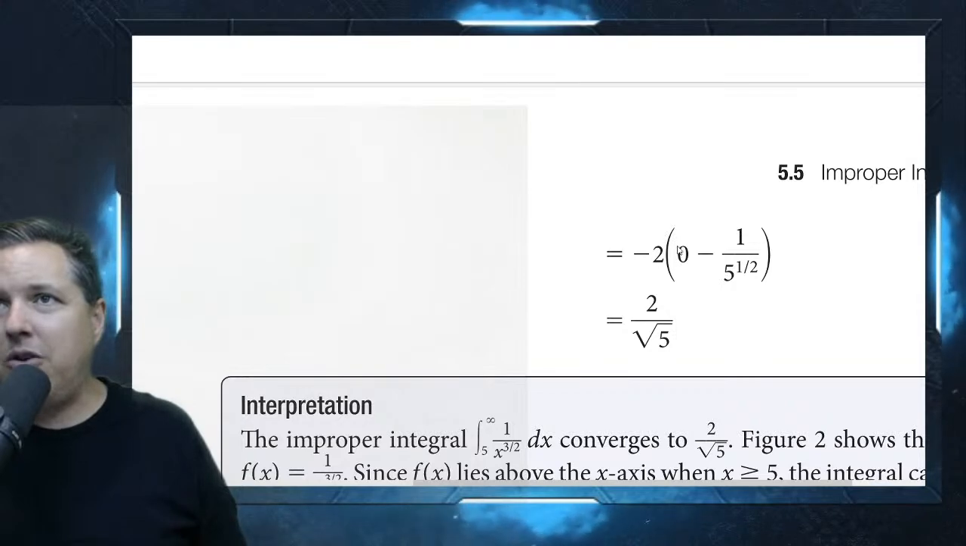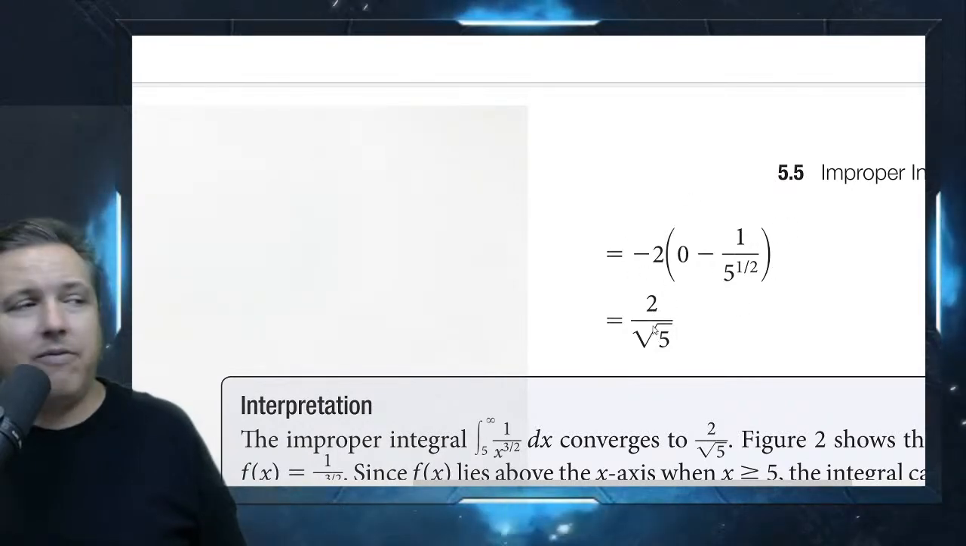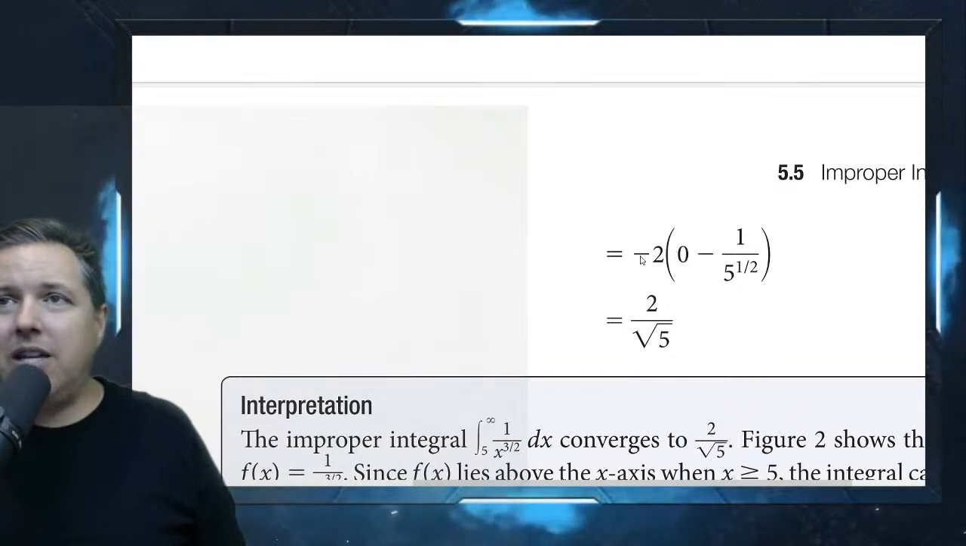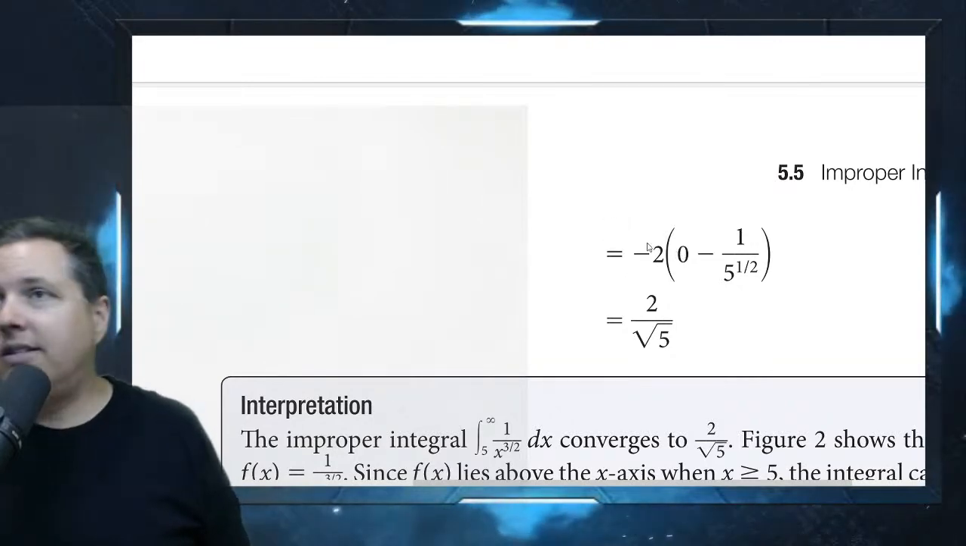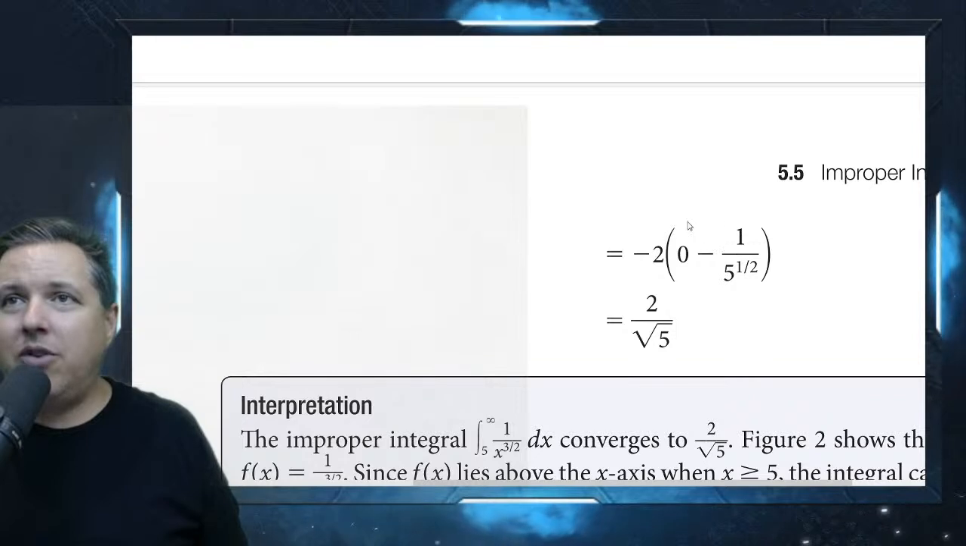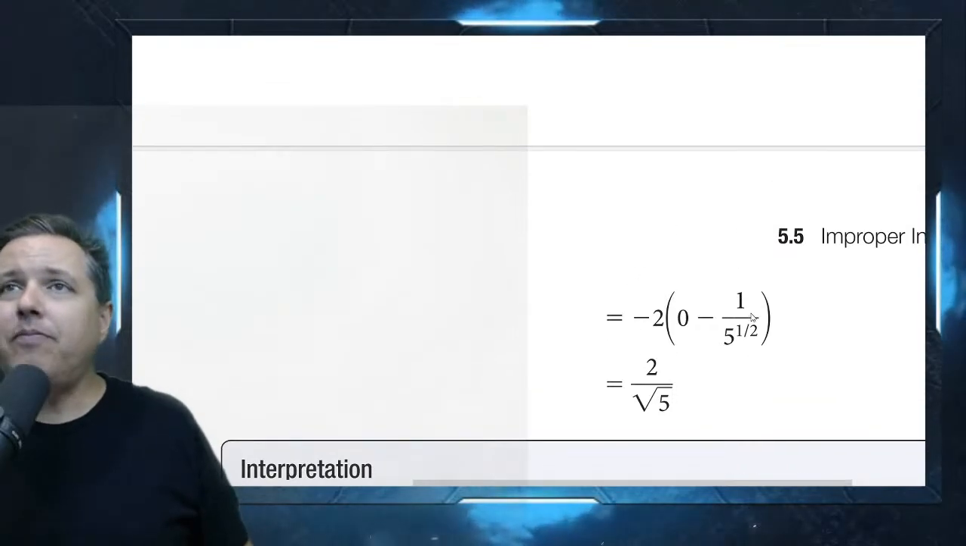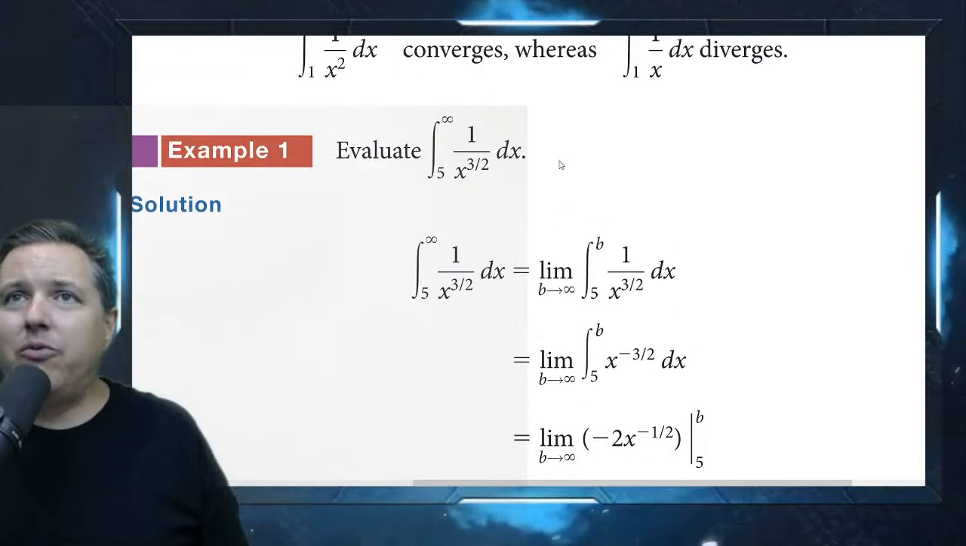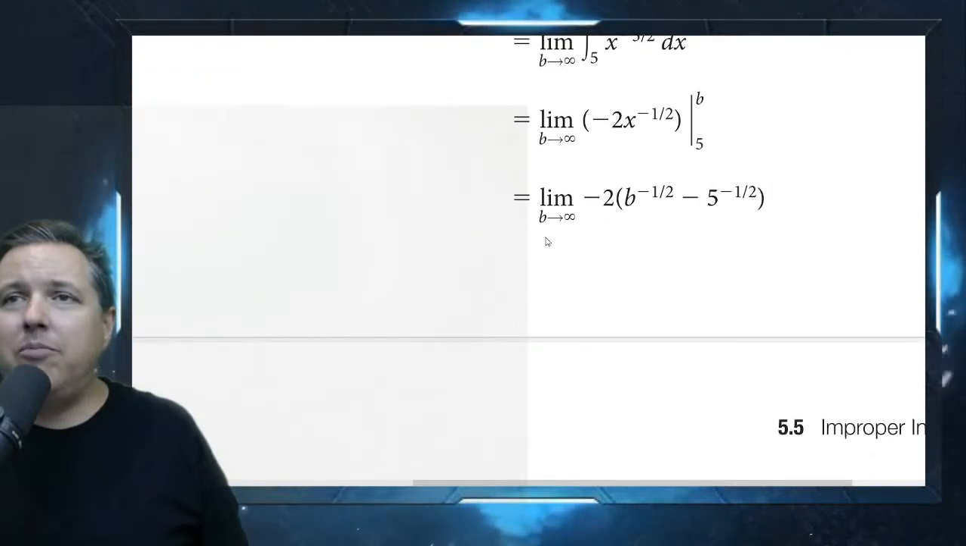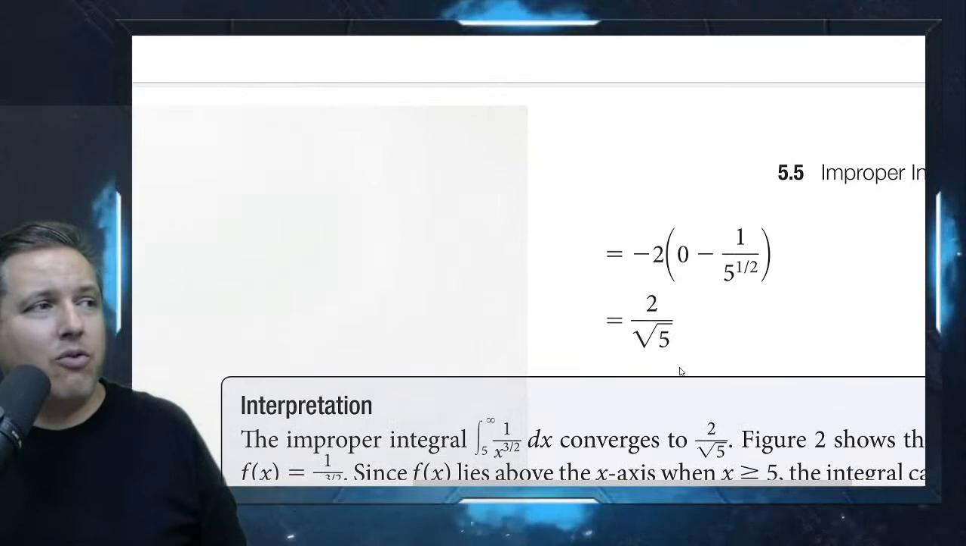So this one went to 0. This one ended up being minus 1 over 5 to the 1/2. Simplifying all that, you simply get 2 over square root of 5, right? Because when you distribute the negative 2 in, here you get 0. When you distribute the negative in over here, negative times negative is positive. The 2 ends up in the numerator. 5 to the 1/2 becomes square root of 5. So this complicated integral right here becomes 2 over the square root of 5.